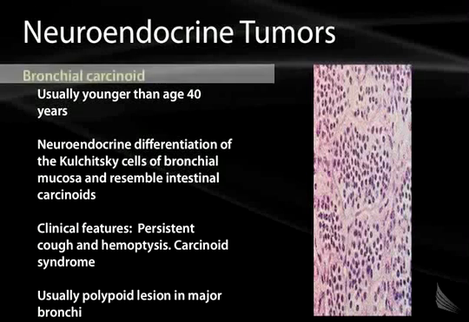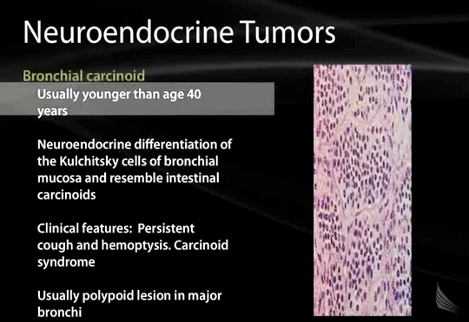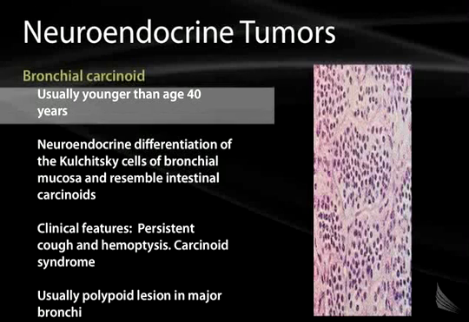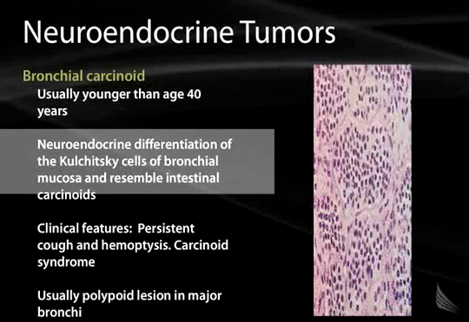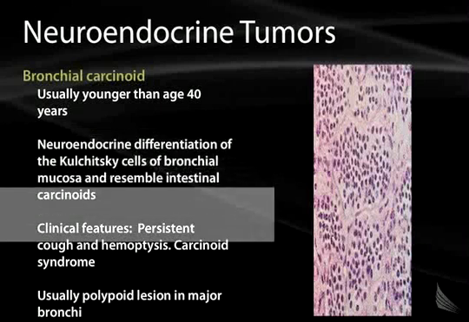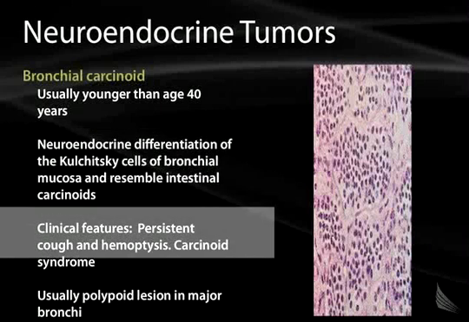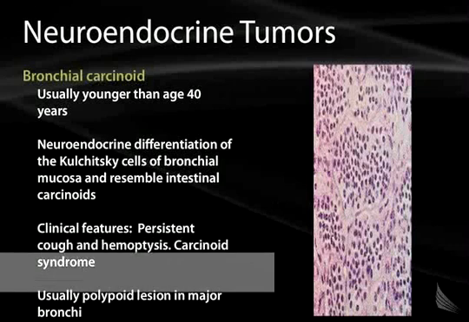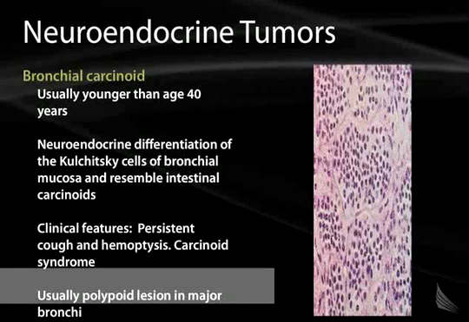Bronchial carcinoids are normally found in patients younger than 40, and they can have a differentiation in their neuroendocrine cells, including Kulchitsky cells of the bronchial mucosa, which resembles intestinal carcinoids. The clinical features of pulmonary carcinoid include a persistent cough, hemoptysis, and they can also have carcinoid syndrome. Usually they are polypoid and in the major bronchus.